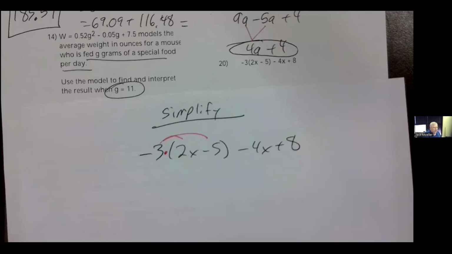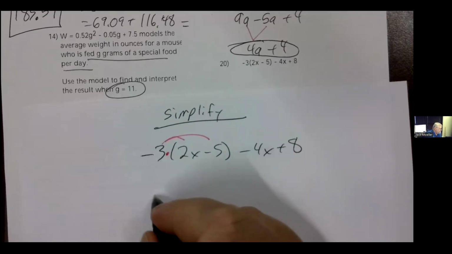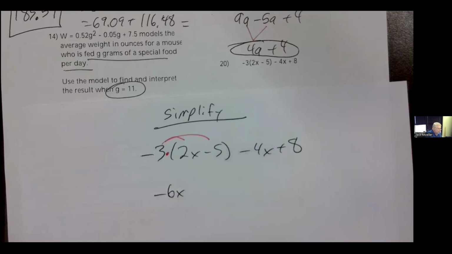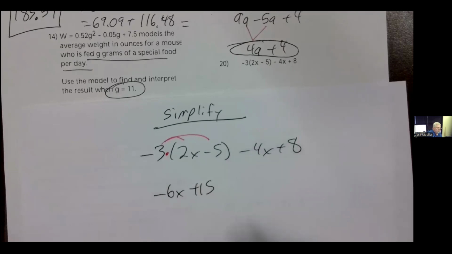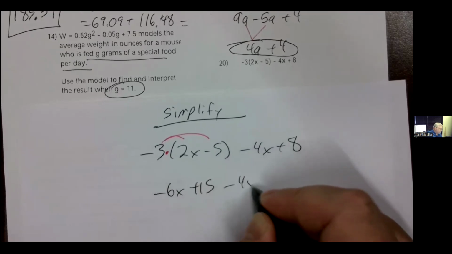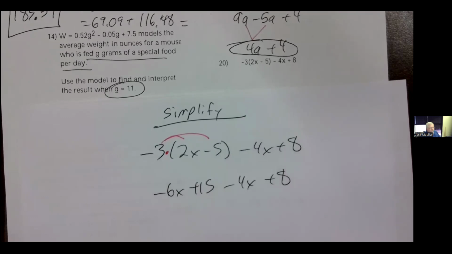So if you distribute that -3, that gives us -6x. And then negative times negative gives us a plus 15. And now we just bring down our -4x plus 8. So we've done the distribution. That's the multiply and divide level of order of operations. There is no more multiply and divide. So now we're down to add and subtract.